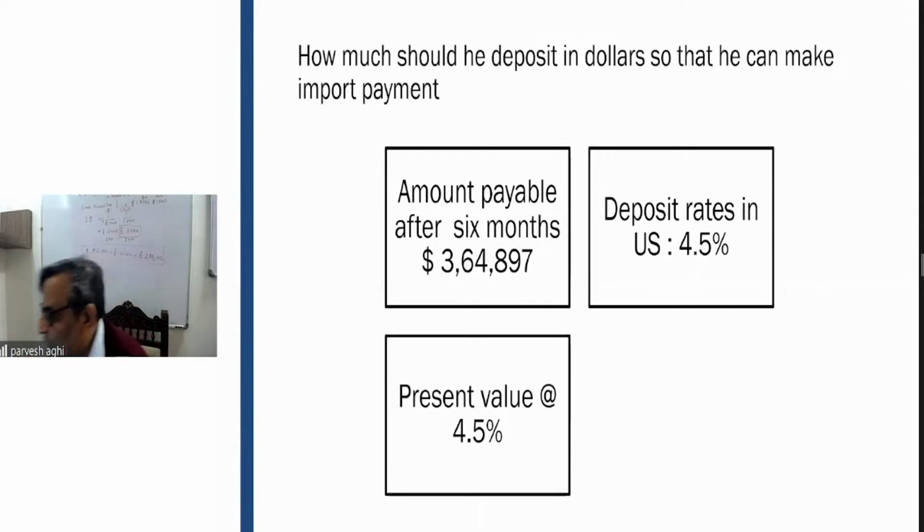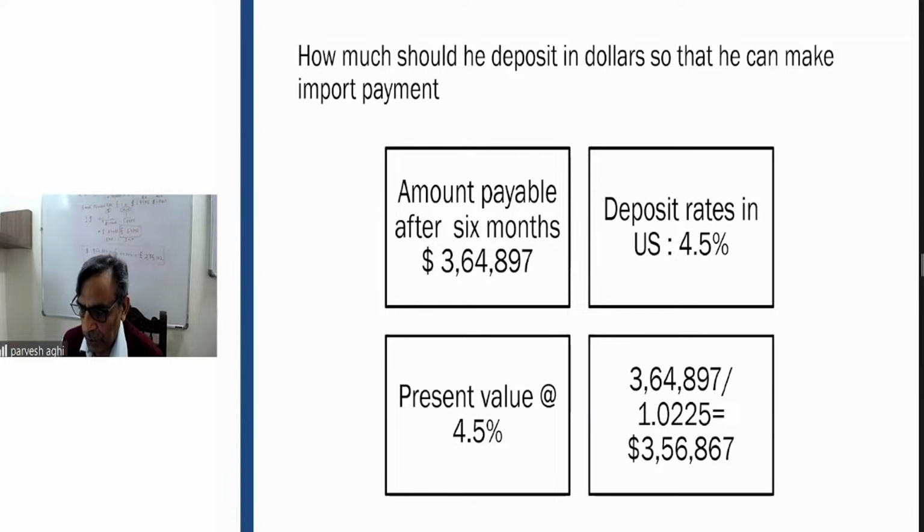So, first of all, here we have to do some back and forth. First of all, how much money does he have to pay? He has to pay $3,64,897 after 6 months. Okay. Now he is going to deposit some money in the US so that it grows to 3,64,000. How much is he going to deposit?